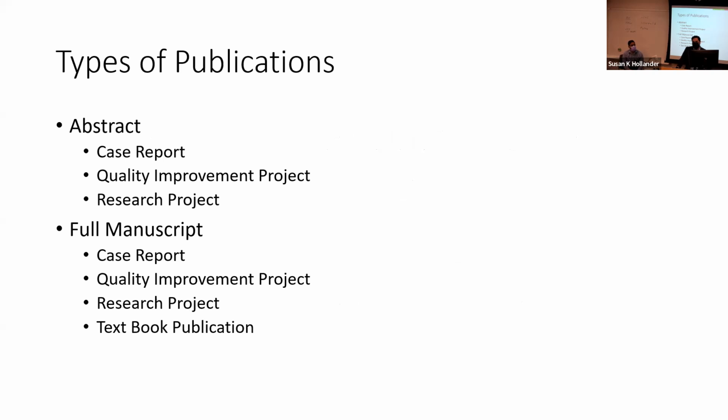So there are several types of publications. We're obviously going to be focusing on doing case reports. A case report, which we also call a clinical vignette, is often seen in national and regional competitions, and also publications in big journals. There are also smaller online journals that you can publish to. Then there are quality improvement projects that you could typically publish, and research projects as well. There are also textbook publications that you could pursue. But we're going to talk about case reports.